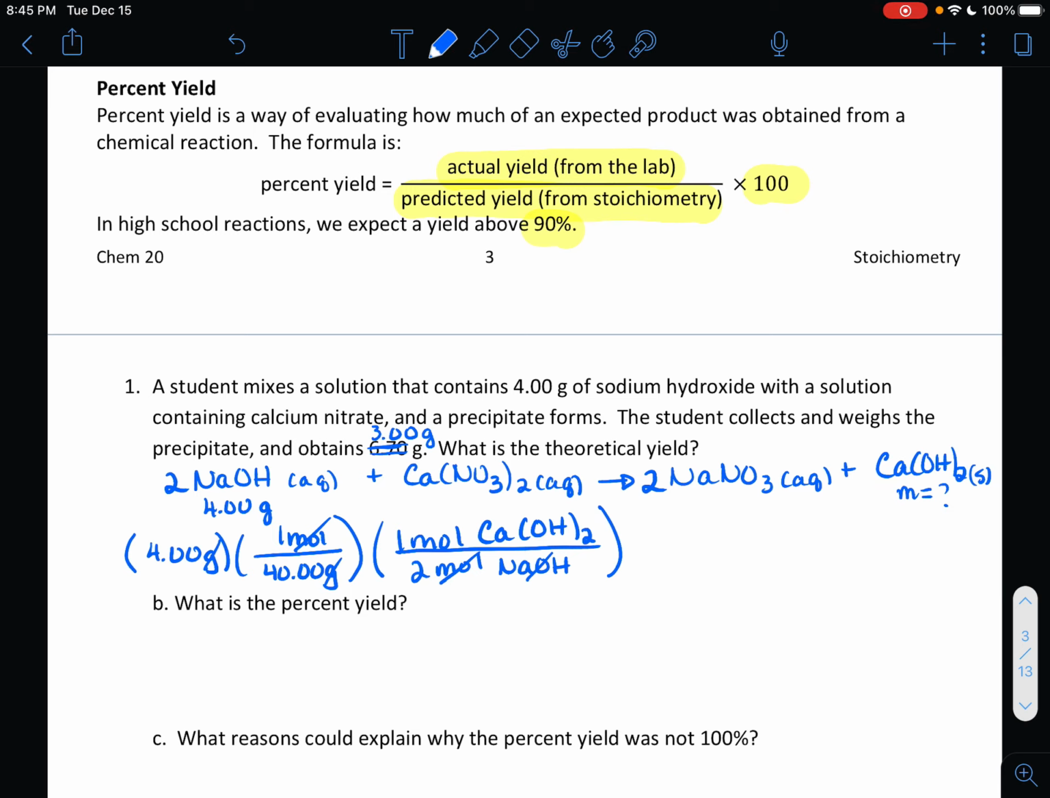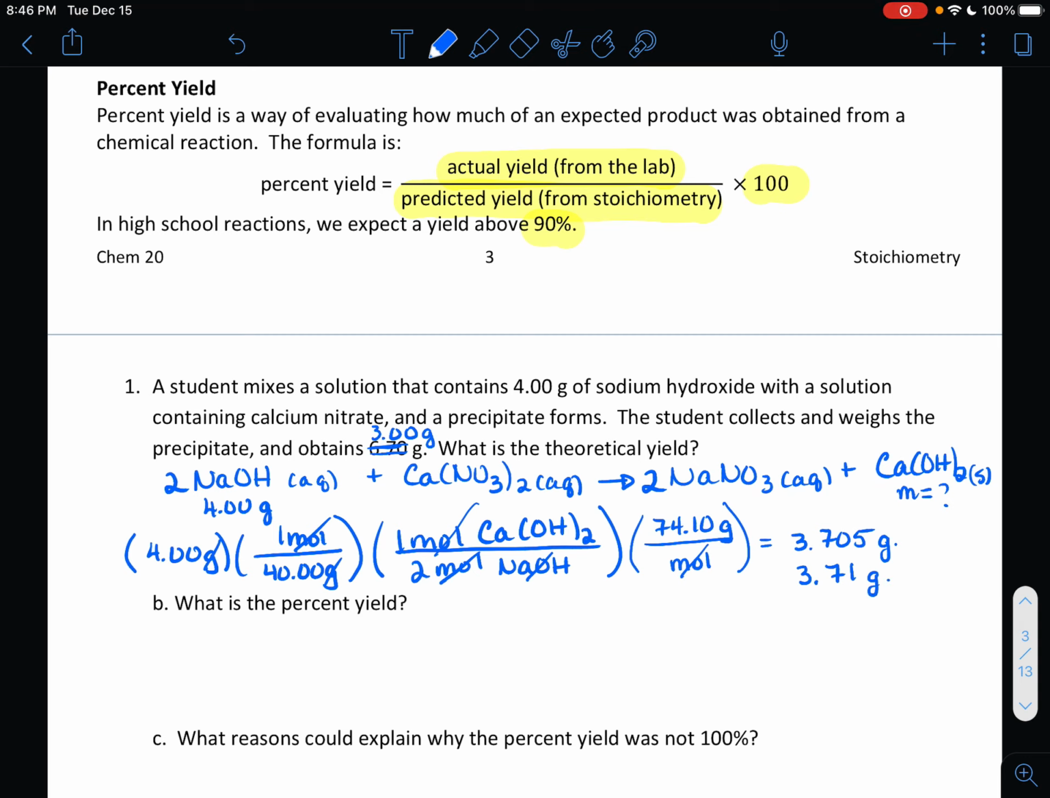And then, of course, the last step is to find the molar mass of calcium hydroxide. It's 74.10 grams per mole. And now what I can do is cross out my moles, and I'm left with grams. So I've solved my stoichiometry question, and this turns out to be 3.705 grams. Now, rounded to the correct number of significant digits, this is 3.71 grams.